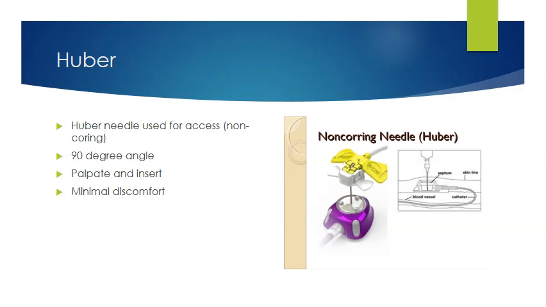A Huber needle is a special needle that we use to access the port, and this also shows you a picture. It's a non-coring needle, meaning that whenever you poke in a big bore needle like that, it would core part of that out, but this needle does not do that. We insert it at a 90-degree angle, so it goes straight in.